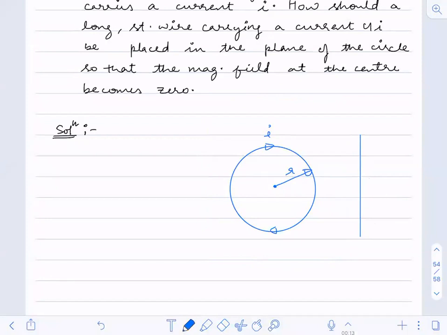The distance of this wire from the center is, suppose, x. Now, this circular loop current, I have already assumed that this is going downward. Now, if I assume a current in this direction, as well as in this direction, suppose two directions I'm taking. This is the first direction I'm considering. This is the second direction.